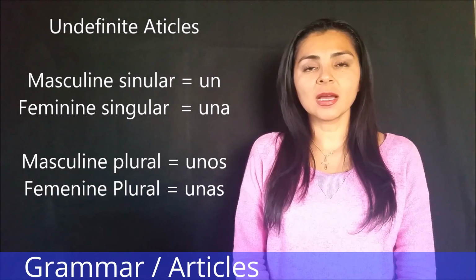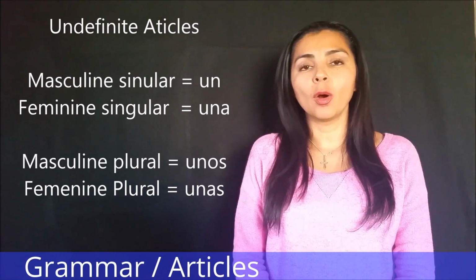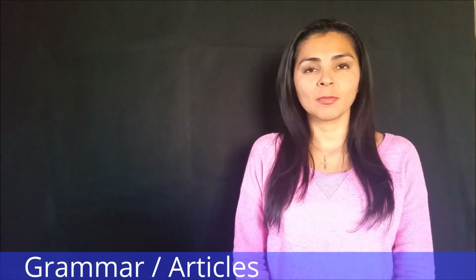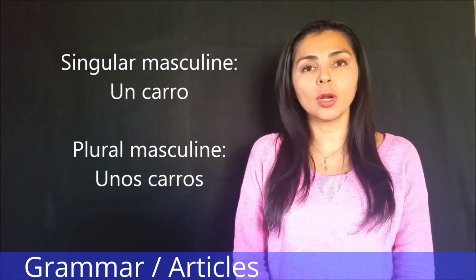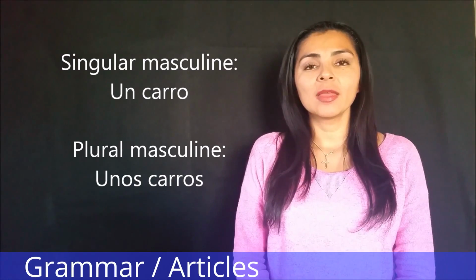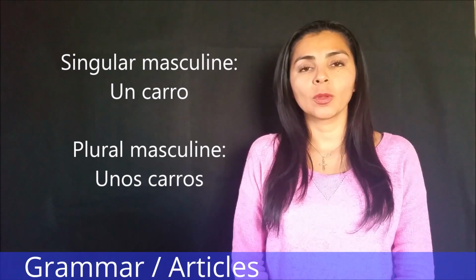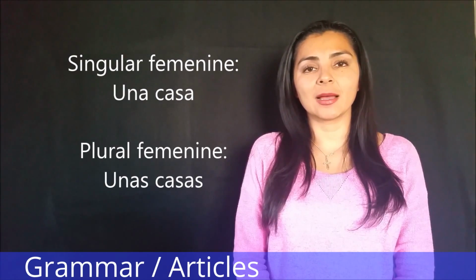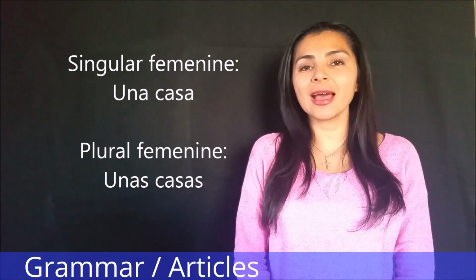So the indefinite articles are un, una, unos, unas. So un is for a male singular, un carro. Now, if we have many cars, it will be unos carros. Now, we have a feminine article, una casa. Now, if we have many houses, it would be unas casas.